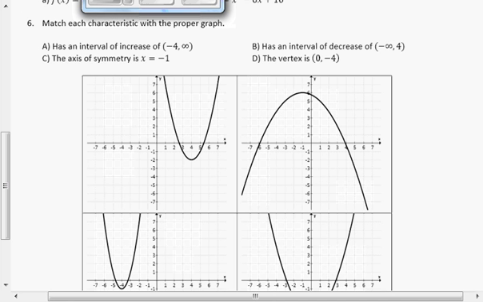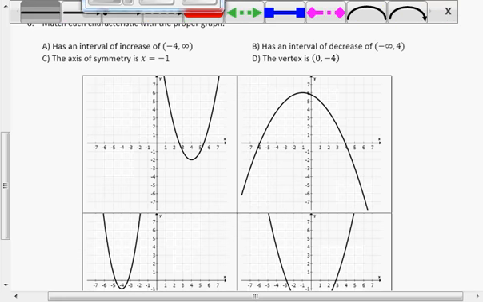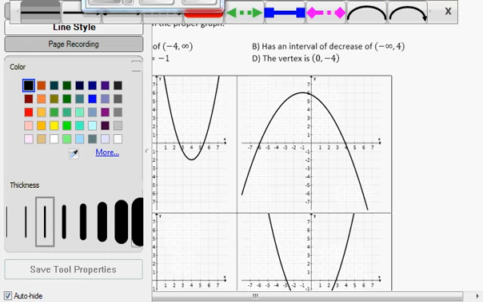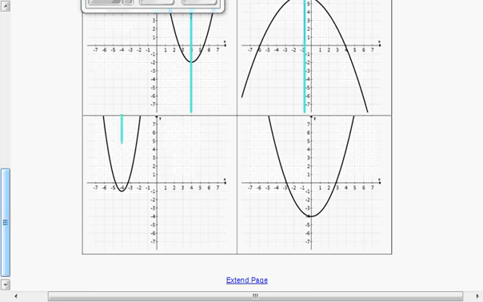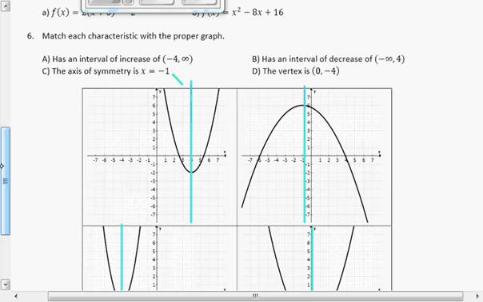To match each characteristic with the proper graph, we can kind of break them all apart. We have the axis of symmetry is negative 1. So if we draw our line, our axis of symmetry here is x equals 4. Our axis of symmetry here is x equals negative 1. Axis of symmetry here is x equals negative 4. Our axis of symmetry here is x equals 0. So the only function where our axis of symmetry is x equals negative 1 would be this one.